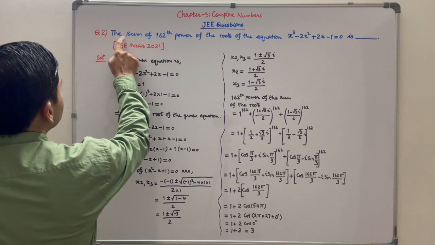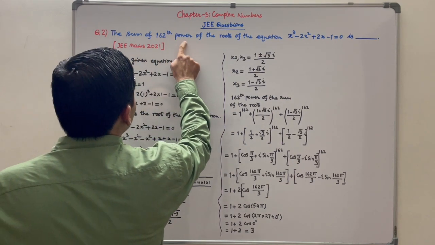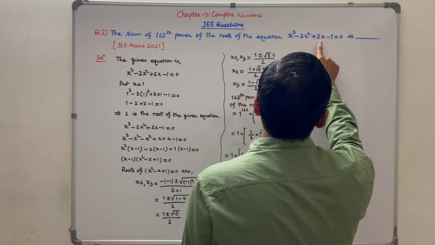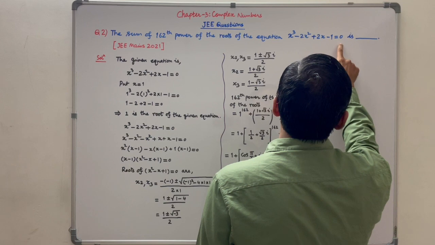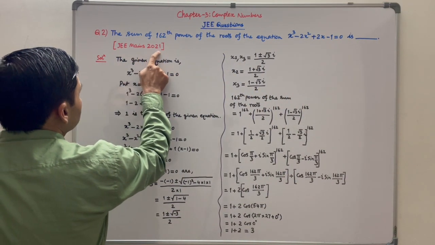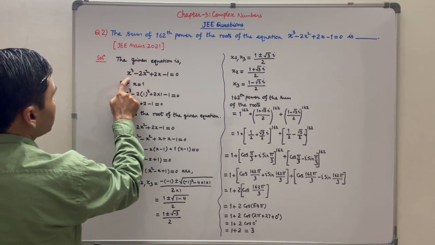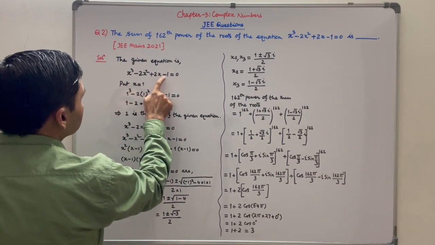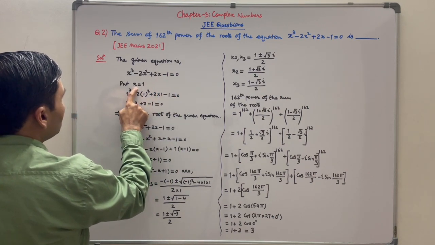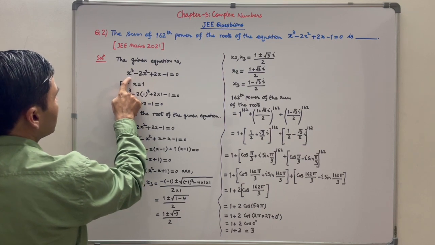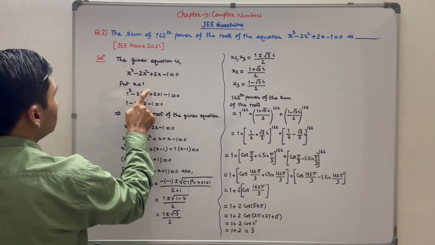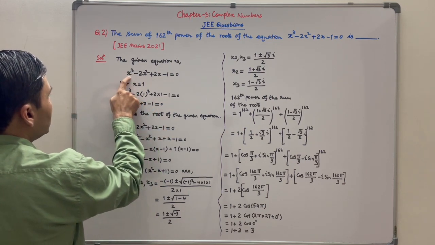Second question: the sum of the 162nd power of the roots of the equation x^3 - 2x^2 + 2x - 1 = 0 is. This question was asked in JEE Mains 2021. The given equation is x^3 - 2x^2 + 2x - 1 = 0. Put x = 1 to check whether 1 is a root of the equation or not. We get LHS equal to RHS. That means 1 is one root of the equation.